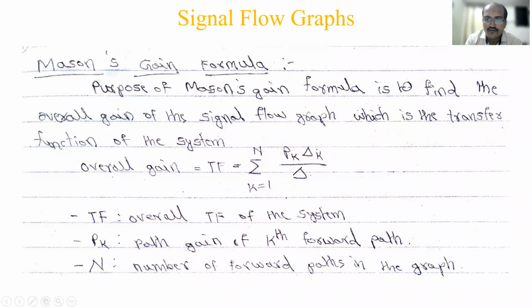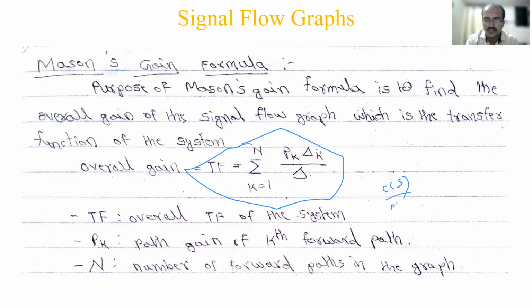The purpose of the Mason gain formula is to find the overall gain of the signal flow graph, which is the transfer function of the system. The overall gain or transfer function is determined from this formula. It is the summation, or algebraic sum, of Pk delta k by delta, with k equal to 1 to n. We need to understand what this is. This is the formula given by Mason. So what is TF? It is the overall transfer function of the system. It may be defined as C of S by R of S in the previous case, but it can be anything.